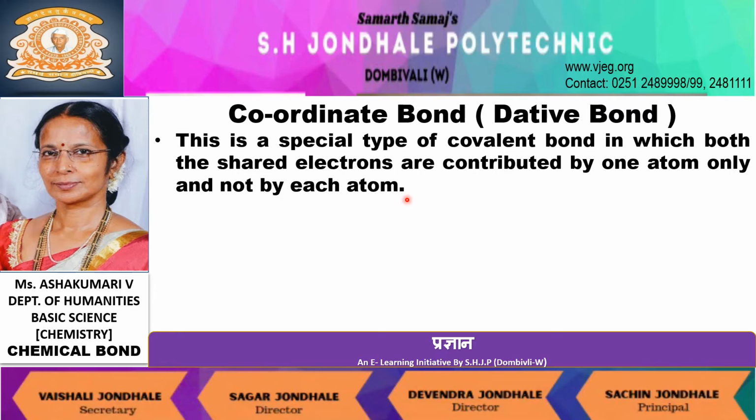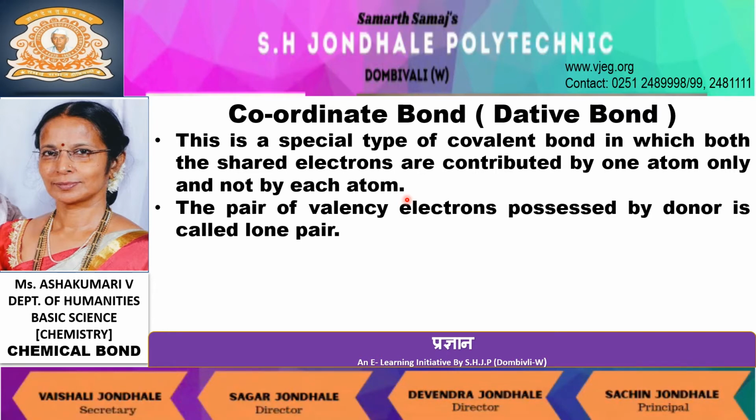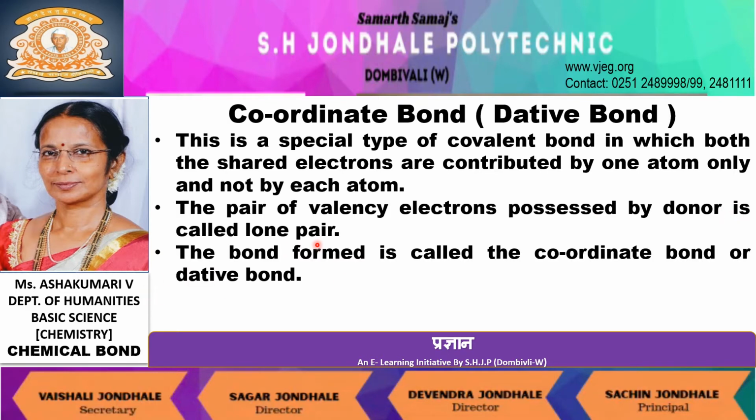The atom which donates the electron pair is called a donor. The other atom, which does not contribute towards the shared electron pair and tries to pull it towards itself, is called the acceptor. The pair of valency electrons possessed by the donor is called a lone pair. The bond formed is called the coordinate bond or dative bond.